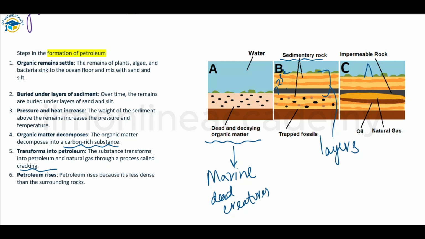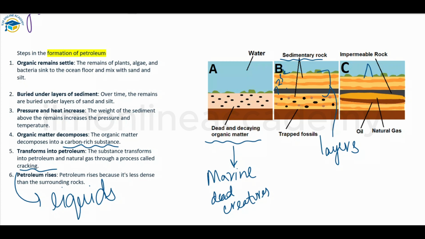We will also talk about catalytic cracking. In our previous chapter, chapter number 17, we talked about catalytic cracking as well, so you can check that one. In the end, the petroleum rises because it is less dense than the surrounding rocks, and petroleum is mostly in the liquid state. The rocks are solid and the petroleum is liquid, so it rises up and is less dense.